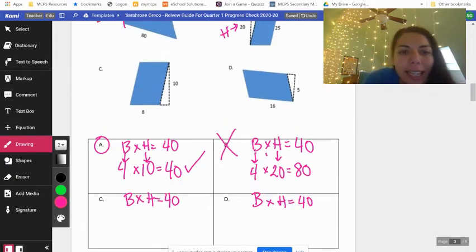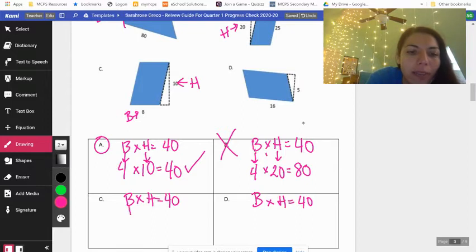So if we look at C, I'm going to make 8 my base, and I'm going to make 10 my height. So let's plug them in. We said 8 for B, and now we're going to plug in 10 for height. 8 times 10 is 80. Oh, no, it does not work.